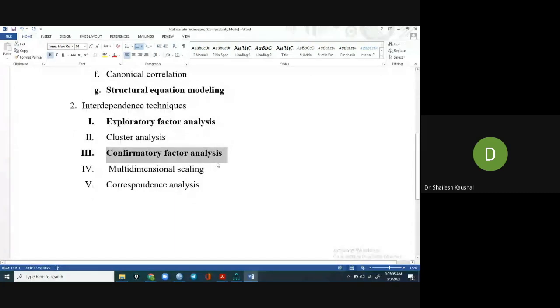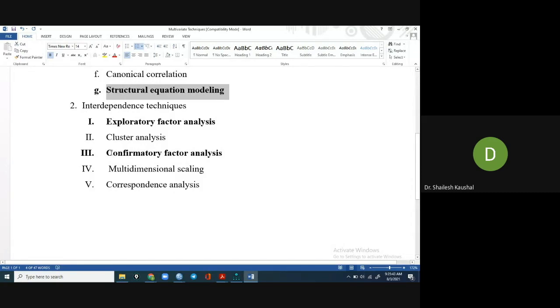The only difference between exploratory factor analysis and confirmatory factor analysis is that whatever constructs or questions we take to perform the confirmatory factor analysis, we decide on all the constructs and variables in advance. Okay, so confirmatory factor analysis is an interdependence technique. We do not find the relationship between one construct and another construct, and we do not test the hypothesis. So we test hypotheses only in structural equation modeling.